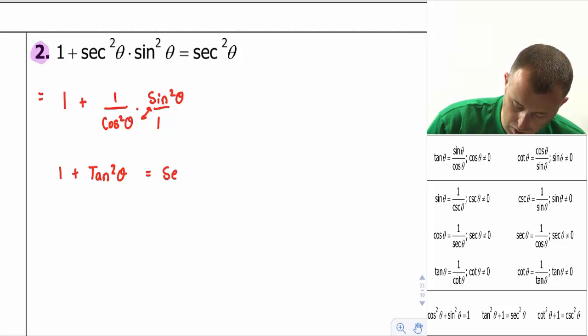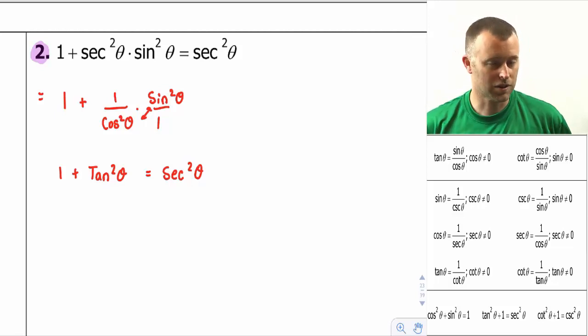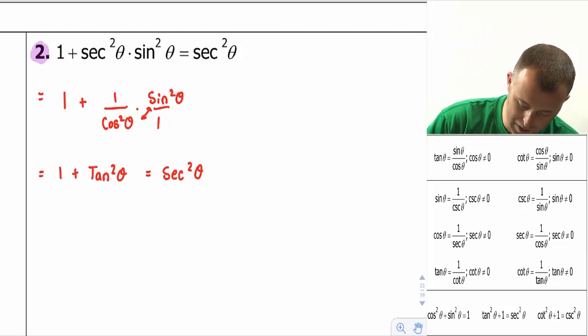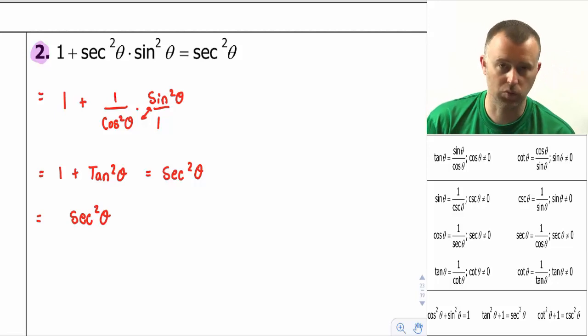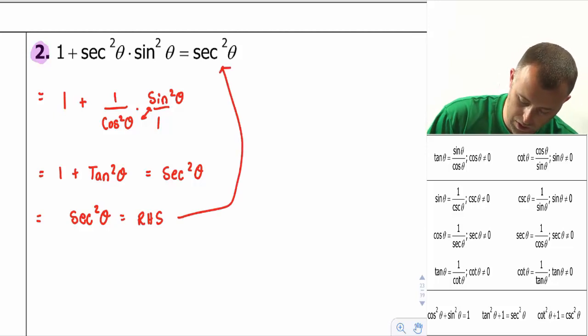Now, if you know your Pythagorean identities, you can see that we're basically done. And this is where seeing the other side is helpful. Oh yeah, there is a Pythagorean identity: 1 plus tangent squared is secant squared. So I can say secant squared theta is what 1 plus tangent squared theta equals, and that equals my right-hand side. Notice those are now the same. That's when you know you're done.